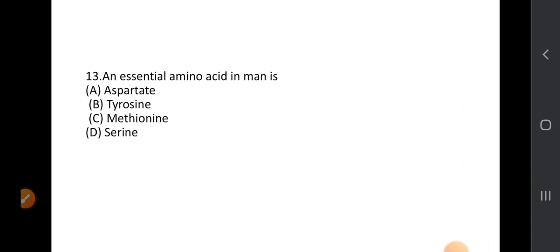13. Okay, so it is advisable that you do not attempt the question if you are dicey in some three options. If you have some 50-50 hint, then you can go for it, but it's advisable that you try to do more right questions than wrong questions, so do not go for some 20 or 30 incorrect questions. You can take risk of 5 to 10 questions only. 13 says an essential amino acid in man is A. aspartate, B. tyrosine, C. methionine, or D. serine. Pause the video, write your answer.